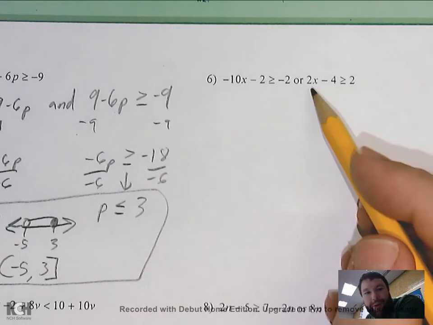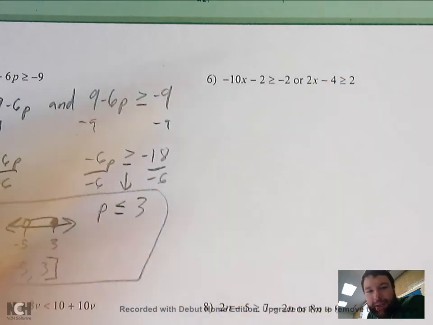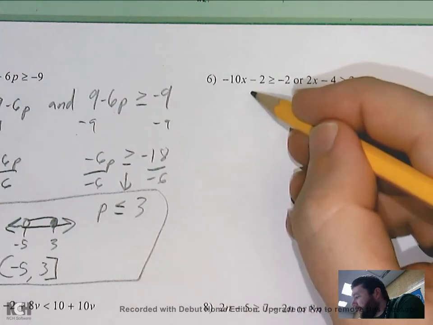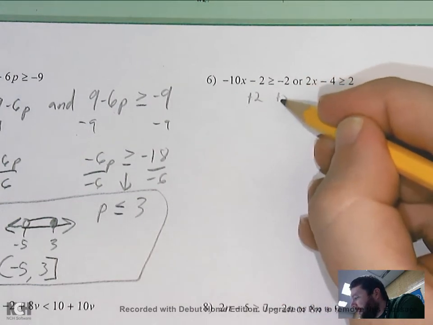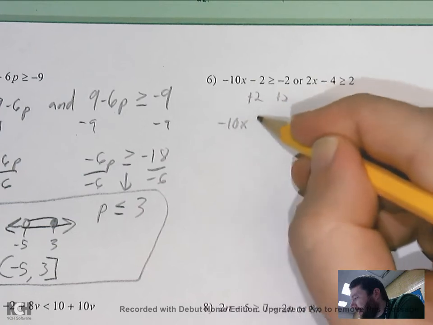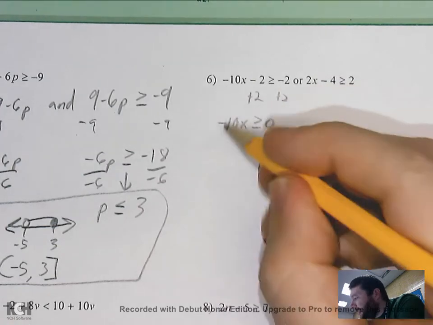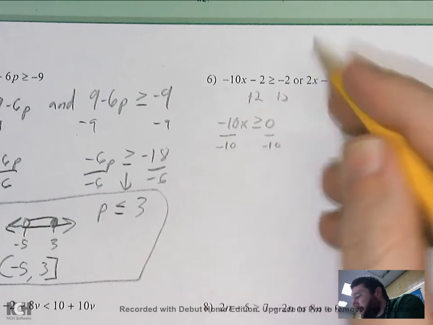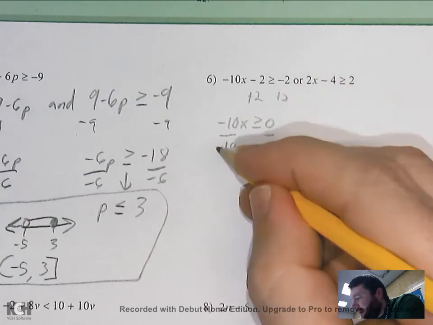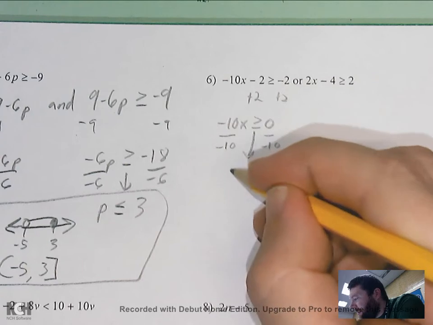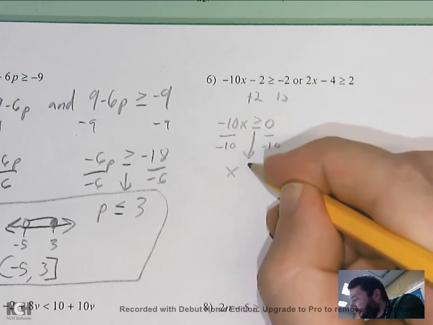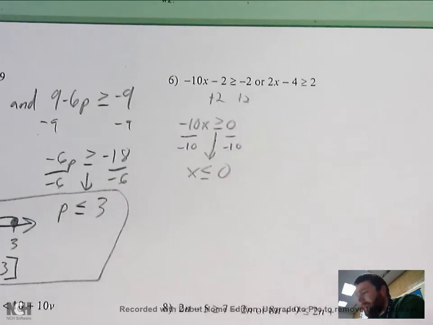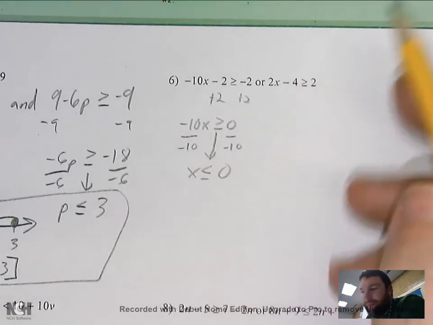This one's an or, so right off the bat, I know it's going to go opposite directions. So solve them individually. This side you would add 2 to each side, gives you negative 10x greater than or equal to 0. Divide by negative 10, and nothing divided by 10 is still nothing, but it's negative, so it's going to flip the sign, and x is going to be less than or equal to 0. So there's one answer. Then we solve the second one here.